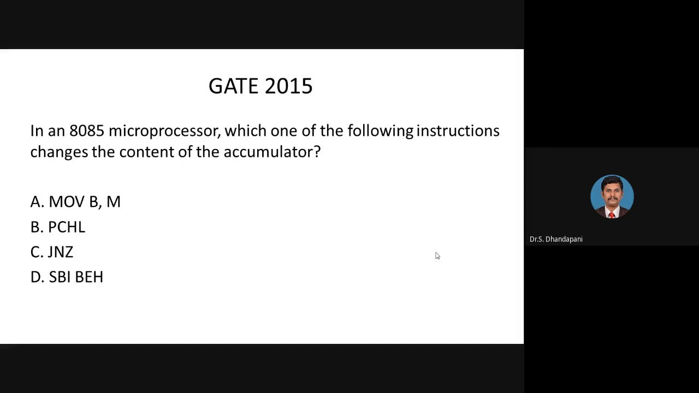The last instruction, SBI, means subtract immediate. BE is the immediate data, 8-bit data. The meaning of the fourth instruction is the accumulator is subtracted with the given immediate data BE. After subtraction, the answer is stored in the accumulator. So in general, after most of the arithmetic and logical operations, the answer will be stored in the accumulator. That is the clue. SBI is subtract immediate, so it is an arithmetic instruction. So D is the correct option.